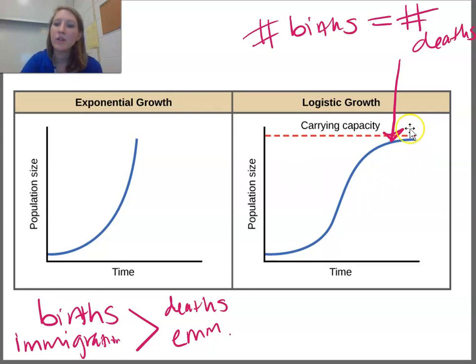Not to say that when you've reached carrying capacity, organisms aren't still being born and organisms aren't still dying, but the numbers are starting to be equal. Versus here with exponential growth, births far outweigh deaths, they're much greater. Maybe you have 1,000 births for every 1 death.